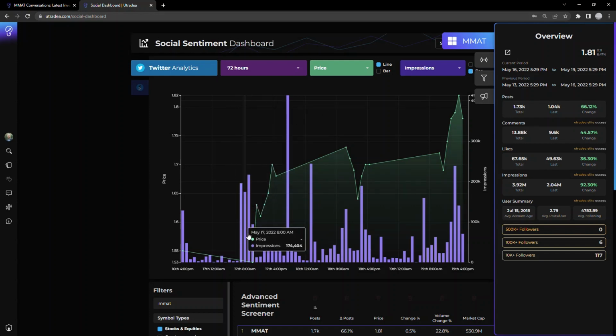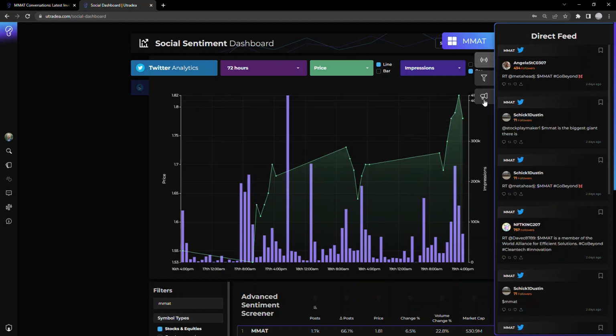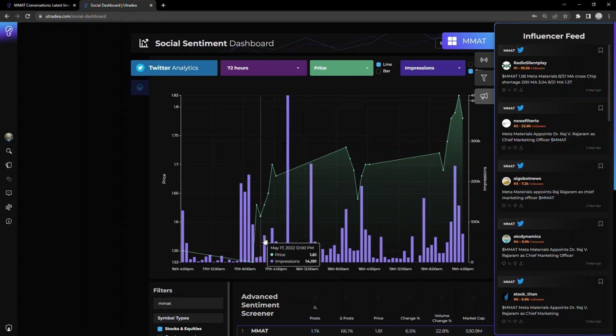Okay, why don't we jump in, because right here we see a bit of a spike in impressions. So what we can do is either look at the influencer feed or the direct feed. The influencer feed is all the main accounts that are talking about MMAT. The reason it's useful is obviously news and sentiment drive the price of stocks, especially nowadays in this type of choppy trading environment. So this gives us a sense of the main accounts that are tweeting about MMAT instead of you having to search through news or Twitter to find it, but it's all right here.